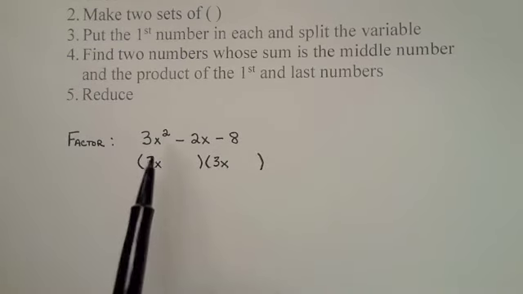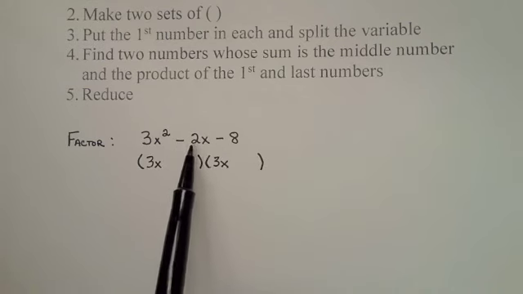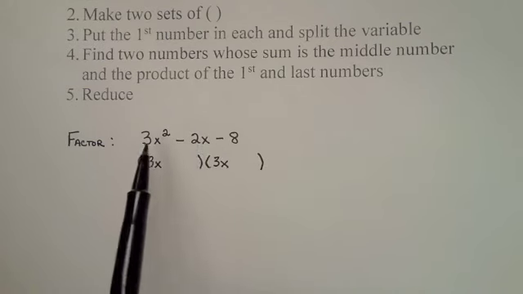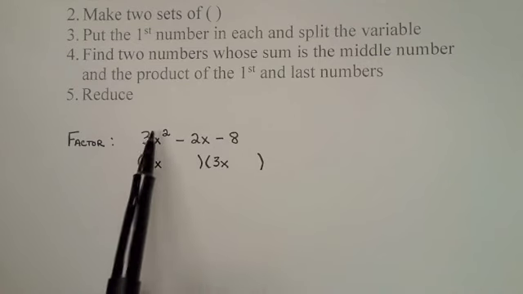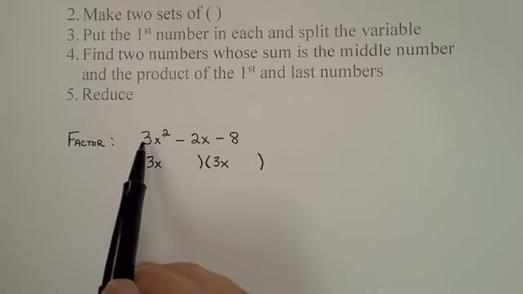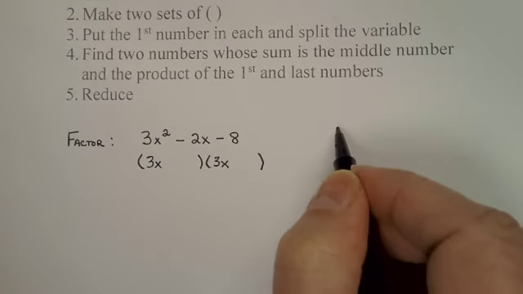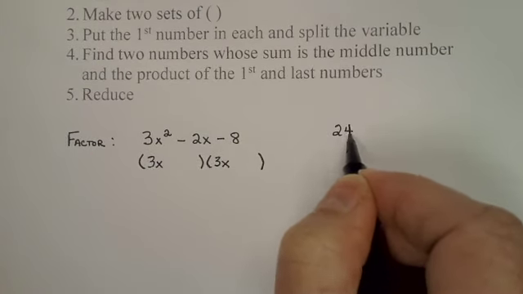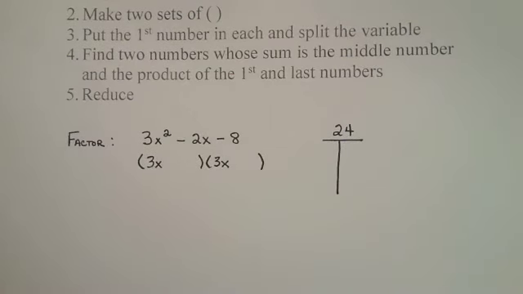Next, I need to find two numbers that go right here. These two numbers have to add up to be this middle number and be the product of these two numbers multiplied together. So these two numbers multiplied together, 3 and negative 8, is negative 24. So I'm looking for numbers that multiply together to give me 24. And I'm going to make a t-chart over here to give me a list of those numbers.